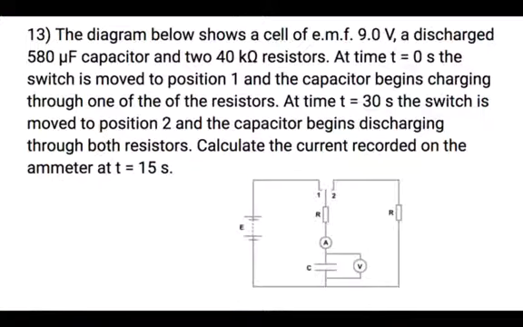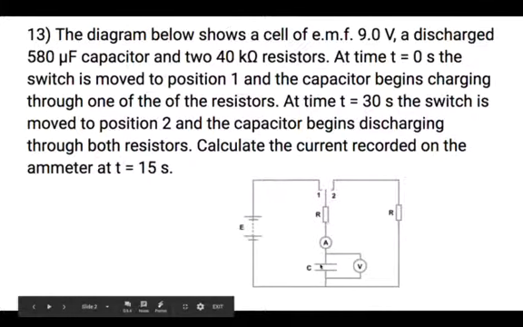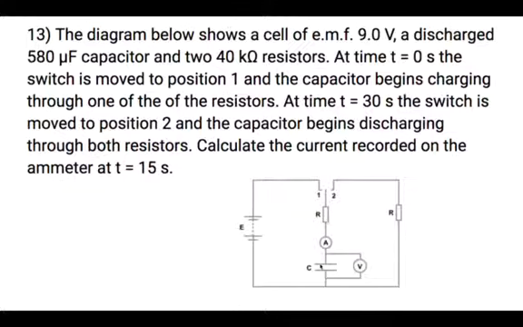M6C1 test capacitors, question 13, which reads, the diagram below shows a cell of an EMF 9.0 volts, a discharged 580 microfarad capacitor, and two 40 kilo ohm resistors. So there's the battery with the EMF of 9 volts. Here are the two 40 kilo ohm resistors, and this capacitor is 580 microfarads.